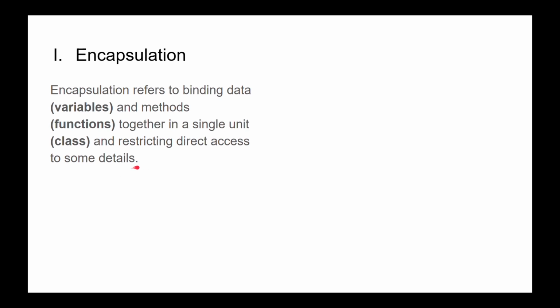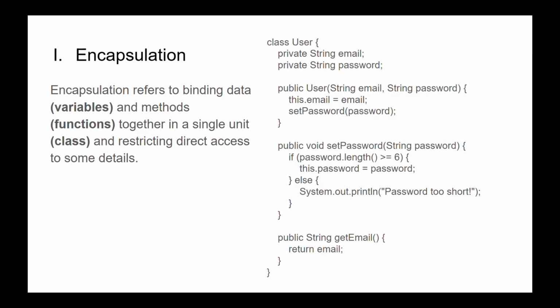These types of conditions we can add within the class, like by providing getters and setters for private members. For example, let's take a user example here. We have private string email and private string password. For password we need to add some restrictions, like length should be greater than 6. So we provide getters and setters for this.